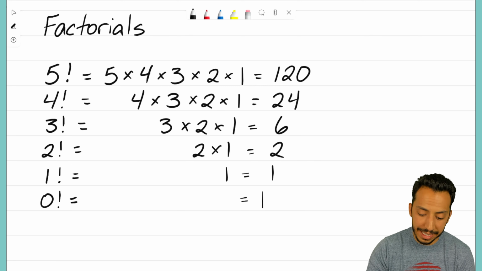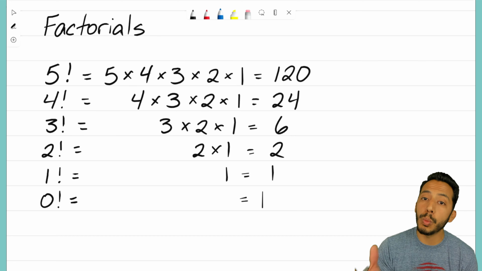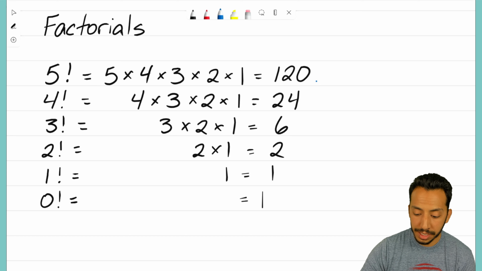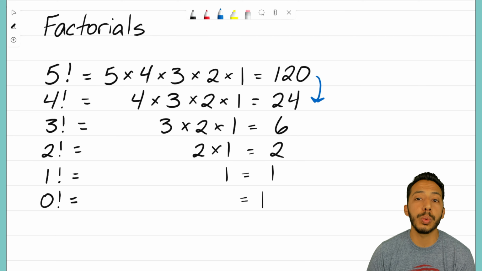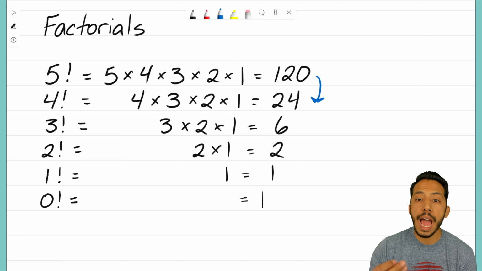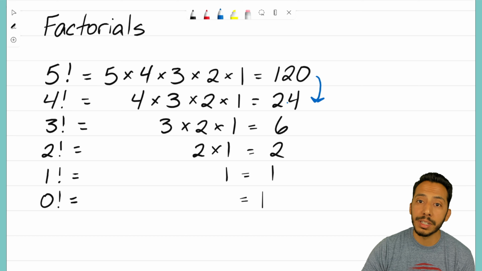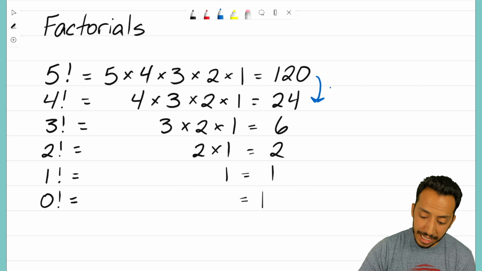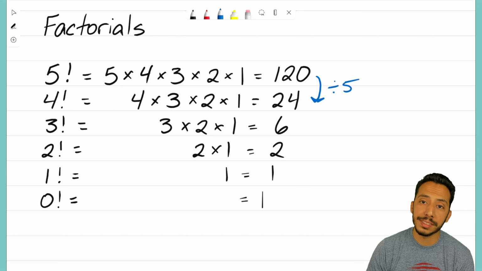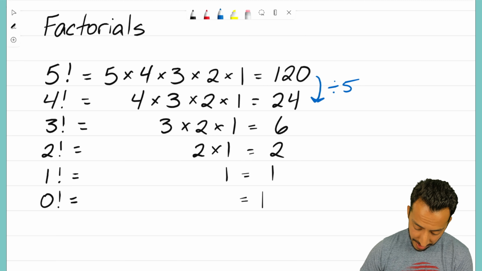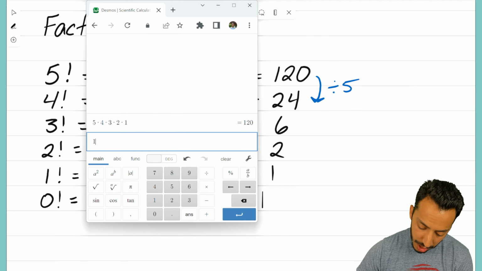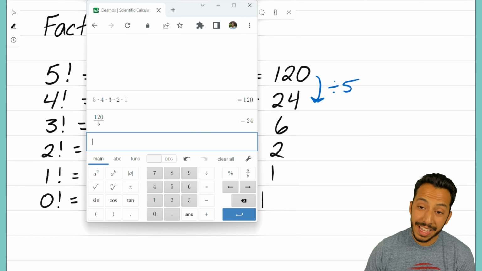There is a pattern that is happening here as we move from one factorial to the other. Look at the 5 factorial. That was 120. And look at how the next one was 24. Think about, how am I getting from 120 to 24? Right? There's some math going on there. And the math that's going on there is that we're dividing by 5. Right? 120 divided by 5. If you don't believe me, let's see it real quick. 120 divided by 5, that's giving us 24.